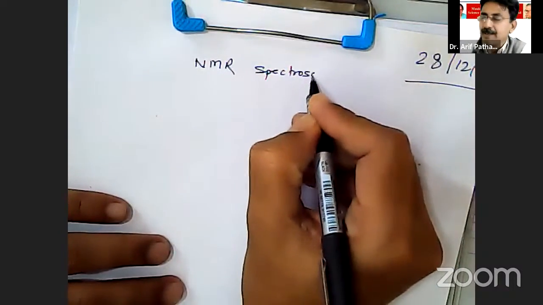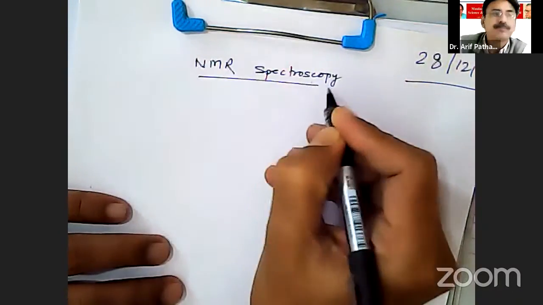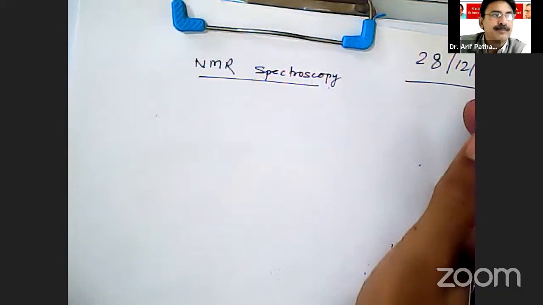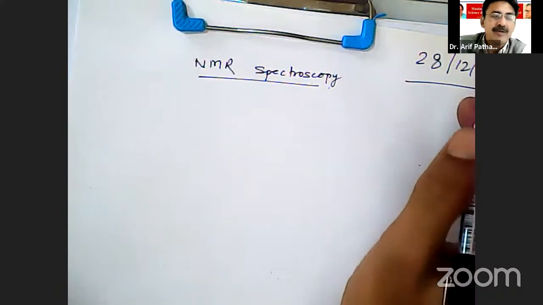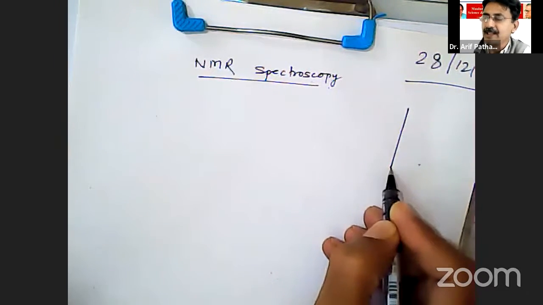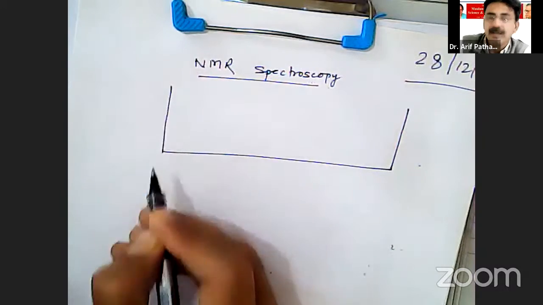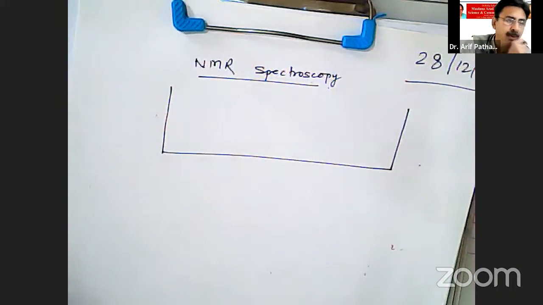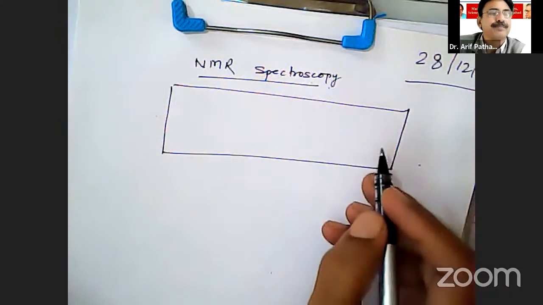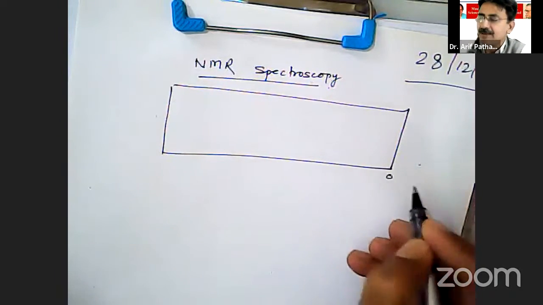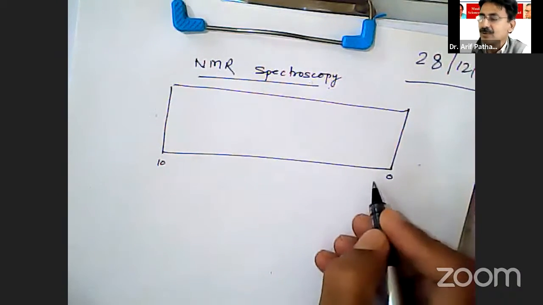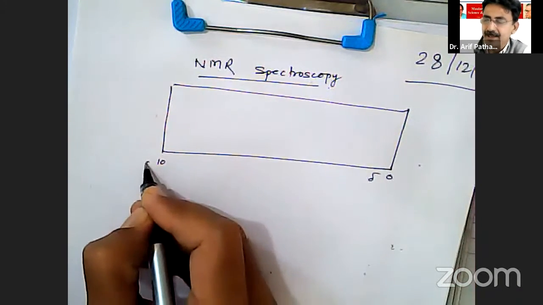Spectroscopy, NMR spectroscopy. So already we have seen the theory and instrumentation of NMR spectroscopy, and we have come to the conclusion that you will get a spectra from the instruments. On one side you will have 0 value, on the other side 10 value. So 0 delta and here 10 delta.